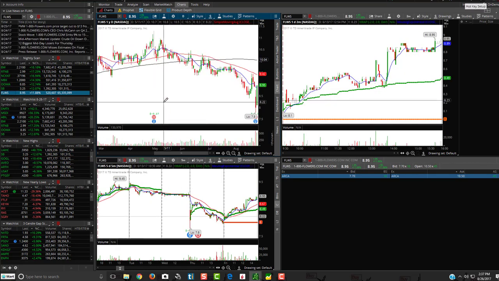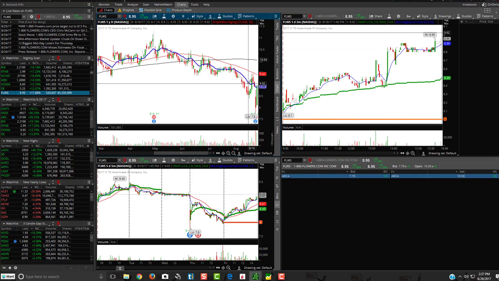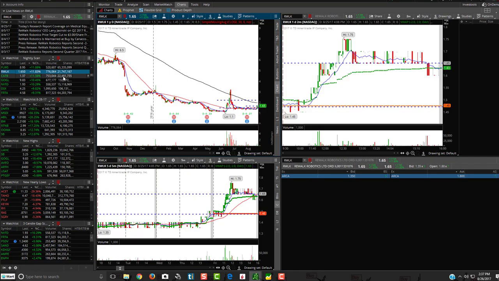FLWS. I mean, it's got some overhead resistance here, the moving average lines. Not saying it can't move, but I don't like the setup. RWLK. Let's see here.